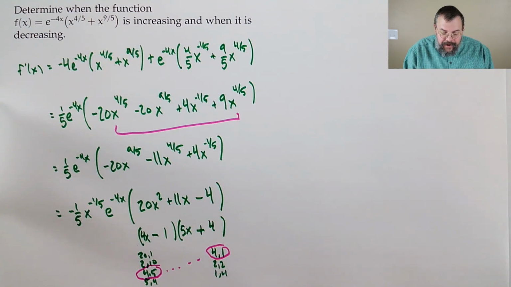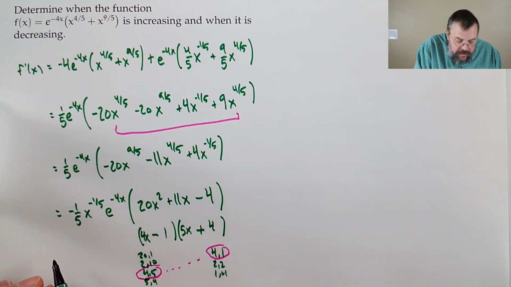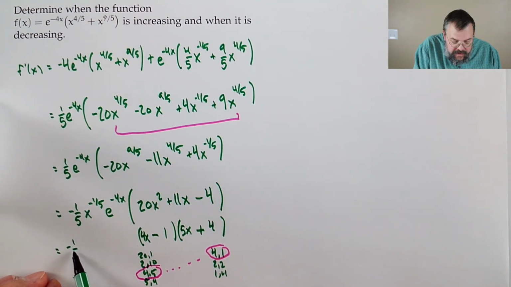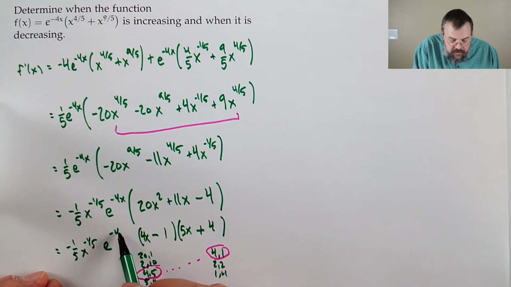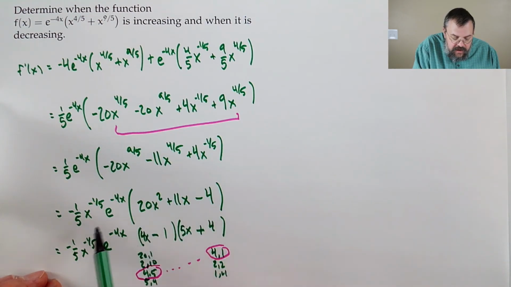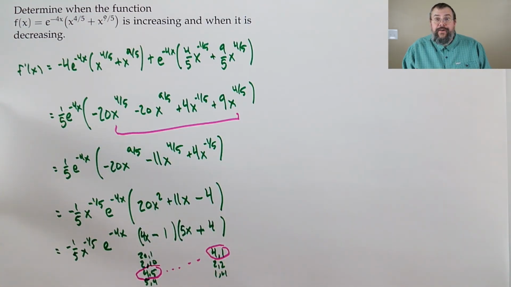Nice, nice. So all right, we'll add in the rest of it up front. Negative 1/5, x to the minus 1/5, e to the minus 4x. Okay, so there's our derivative. All right, we found it. But not only did we find it, we really cleaned it up. And when I say we cleaned it up, we made it nice and factored.